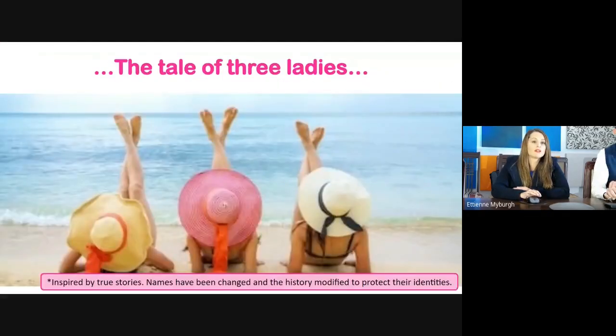So I would like to illustrate what a genetic counselor does. That's why I said that I'm also going to share a tale of three ladies. These stories are inspired by true events, but I've obviously changed a lot of the names, and I've also modified the family histories a little bit just to protect the identities.